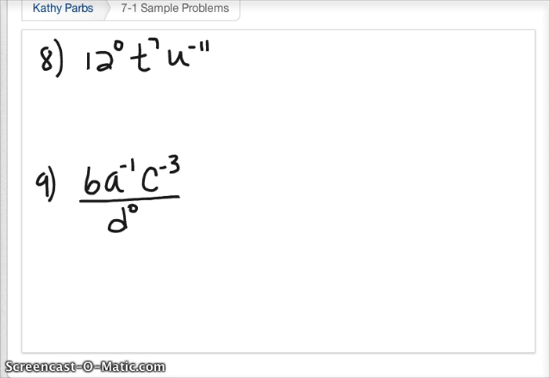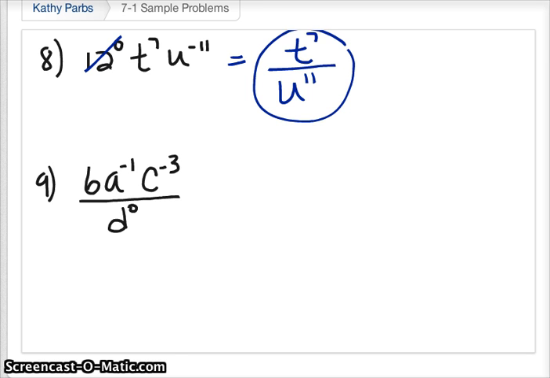Okay, once again, 12 to the 0 would be 1, so that would be gone. T to the 7th is a positive exponent, so it's going to stay in the numerator. U to the negative 11 will move to the denominator and become positive, and that is our answer.